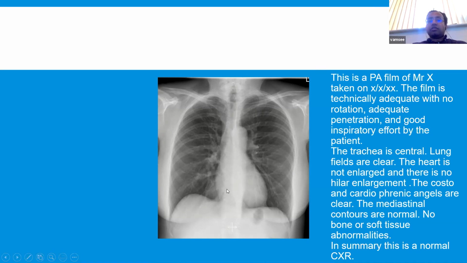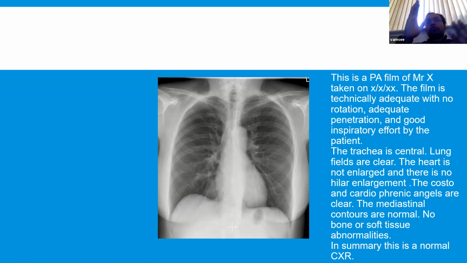I can see the pedicles of the vertebra through the heart itself in the midline, which is fine, and I can distinctly make out the different vertebrae. So it's adequately penetrated. And there is good inspiratory effort on both sides. There's no blunting of the costophrenic angles, and there's no flattening of the diaphragm to suggest there's hyperinflation either. So it's a technically adequate scan.